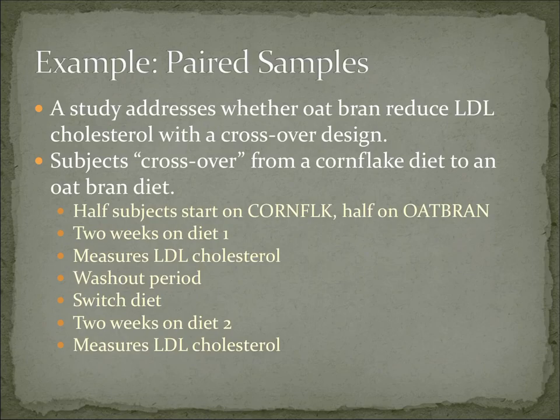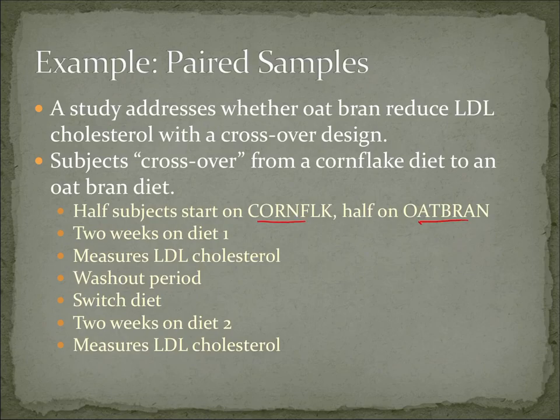These are the different points that were brought up for the exam. So half the subjects started on the cornflake, then half on the oat bran. They went 2 weeks on one, measured the LDL. They had a washout period to reduce the oat bran and cornflake from the diet. Then they did 2 weeks. They switched diet, then two weeks on the second one, the one that they weren't on, and measured LDL.